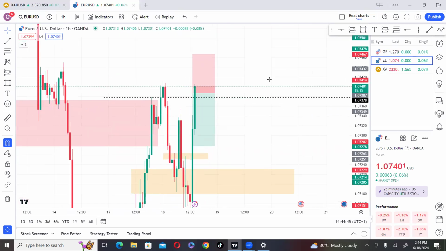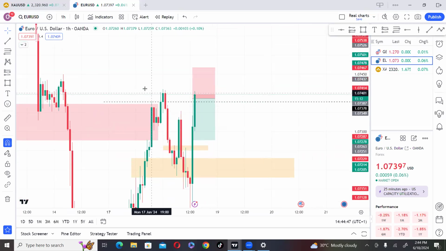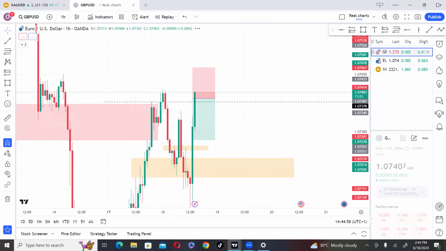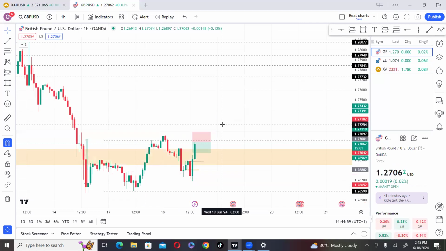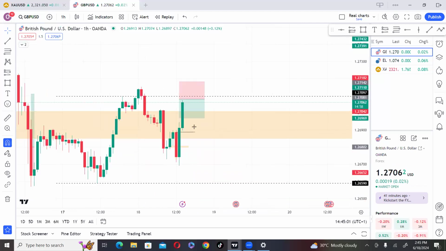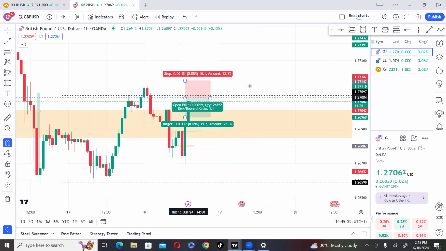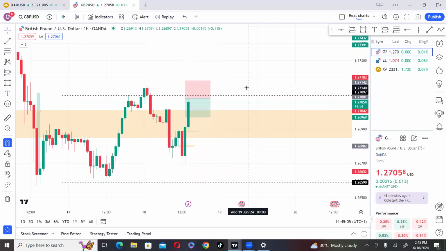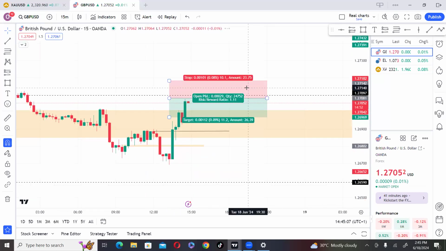Can see price now coming to take out this previous day's high. It has already gone above the previous day's high, and it's heading for this liquidity right here. So price is going to take out this liquidity right here. Same thing on GBPUSD. Might not take out that liquidity, but it might get to this previous day's high. So I switch to 15 minutes. We now have a new 15 minutes candle.